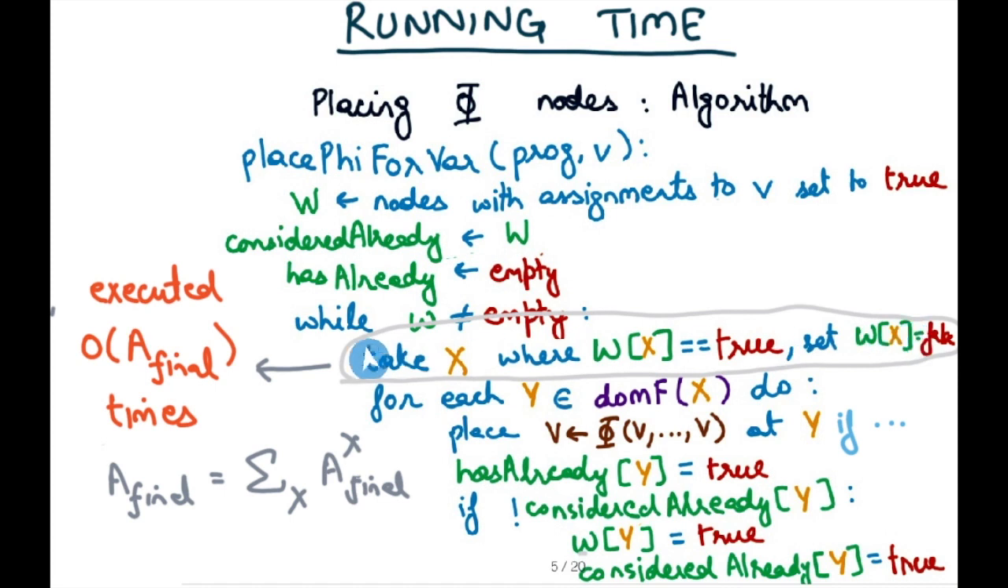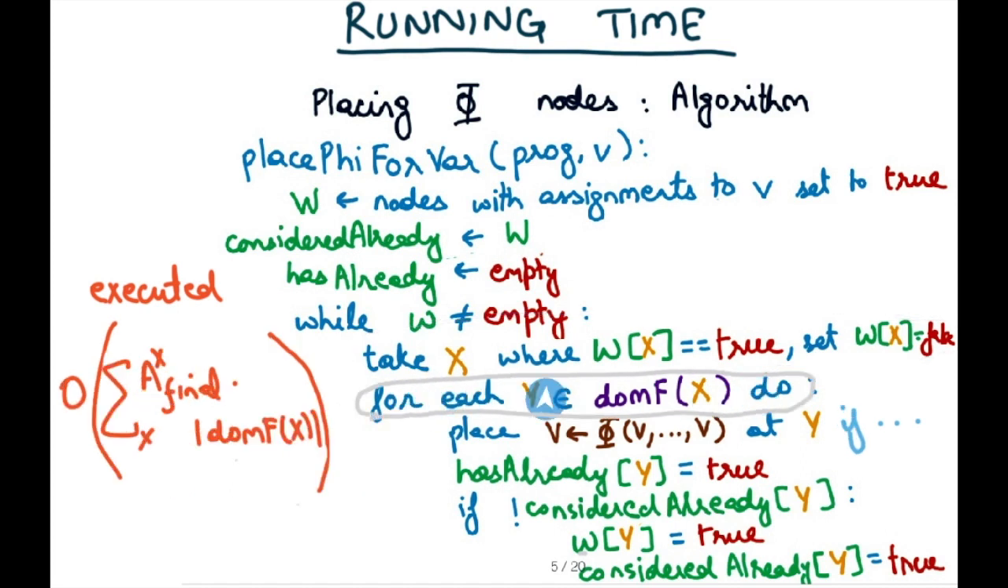And for each such time that this executes, the inner loop, which is this for each Y belongs to DF of X, is executed for the size of the DF of that particular node. So this inner loop logic is executed AX final times the size of DF of X. So for any basic block X, the number of final assignments in X multiplied by the size of the dominance frontier of X, that's the number of times this statement is executed for a particular basic block X, and we sum it over all the basic blocks X. And that's the number of times this inner statement is executed.